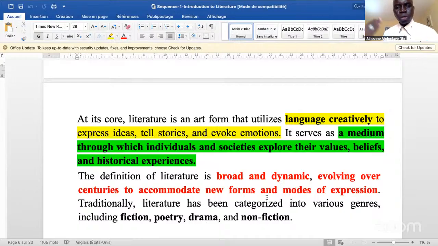Nonfiction is about memoir. You can talk about the Manifesto of the Communist Party by Karl Marx and Friedrich Engels. You can talk about Discourse on Colonialism, le Discours sur le colonialisme de Césaire. These are essays. It's a very interesting class. And it's very important.